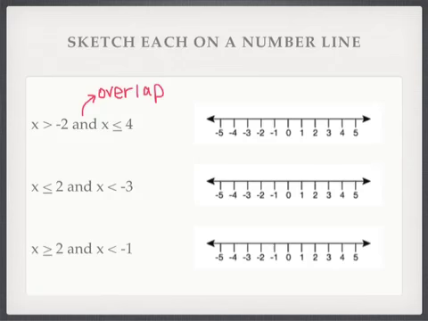Okay? You need the overlap when it's talking about the word and. So what I usually do for these is I graph these two things individually up above the line, and then I put my final answer on the line, and you'll see what I mean in just a second. So x is greater than negative 2 means an open circle on negative 2 and shade to the right. X is less than 4 means a closed circle on 4 and shade to the left.